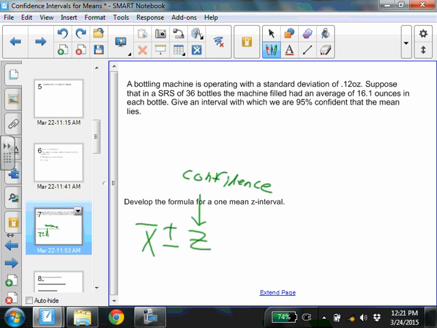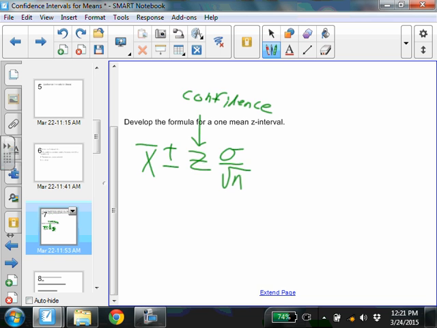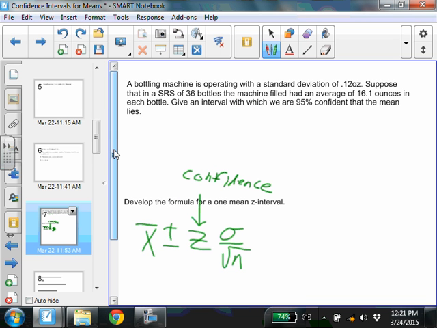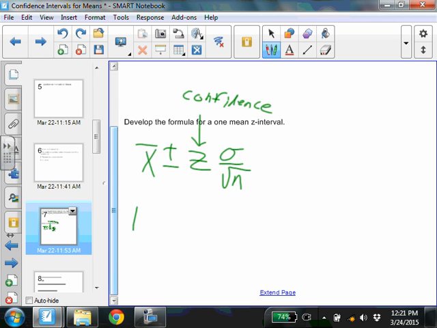The standard deviation, over the square root of n. Very good. So the population standard deviation over the square root of n. Okay, so when we look at this, what was our sample mean in this one? 16.1. Okay, so this is 16.1 plus or minus.